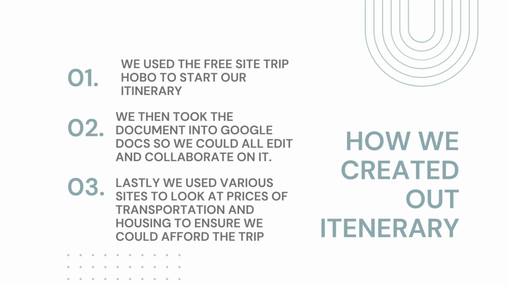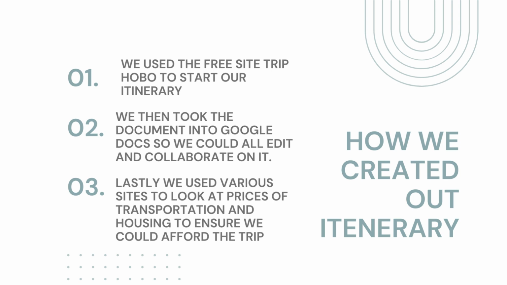So, how we created our itinerary. First, we used the free site Trip Hobo to start our itinerary. It was super easy and helpful, and it's free, which makes it even better. It gives you a good idea and understanding of different cities in the country that you wanted to go to, and gives you a list right off the bat of different restaurants, historical sites, all that good stuff. Although it gives you all these good sites and loads you up, we did have to change some stuff to make sure that it was good and would meet the requirements of our study abroad trip.